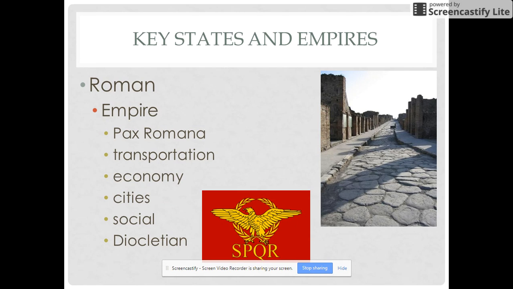Rome reaches its height during the 2nd century, and as it expanded, because of the roads that connected the entire empire, you had all the different soldiers and bureaucrats and merchants who moved and settled new cities, and so that's going to help expand the empire.